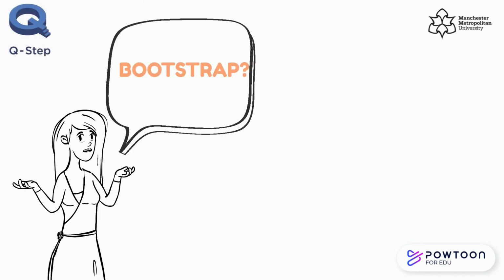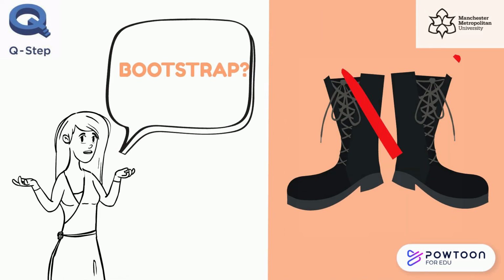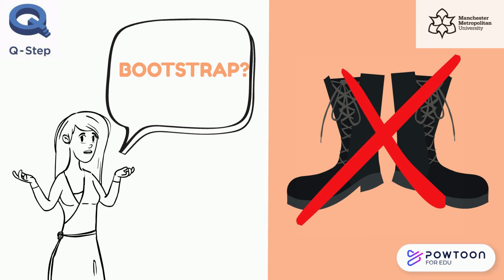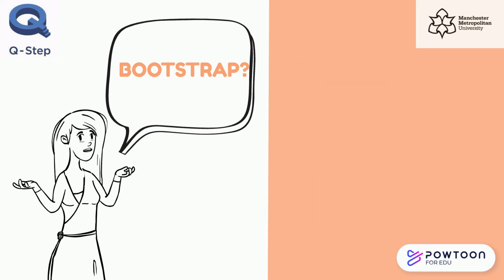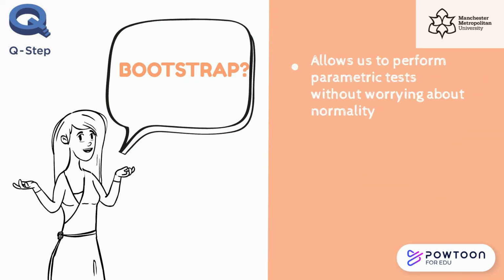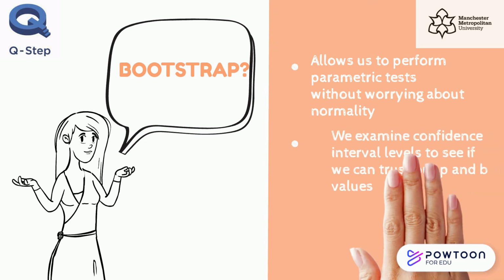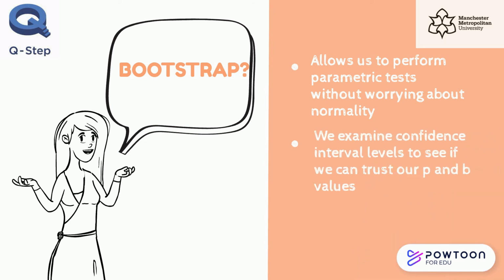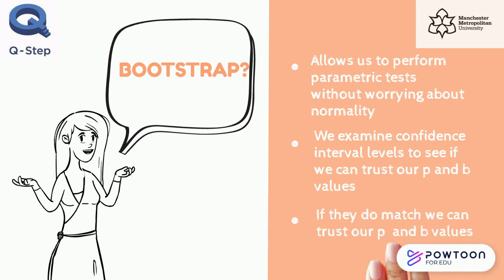Let's talk bootstrapping. Unfortunately, this concept does not have anything to do with boots, however it's still as useful as a pair of boots within multivariate analysis. Bootstrapping allows for us to perform parametric tests without having to worry about normality. And we do this by examining confidence interval levels to see if they match. For example, the values are either both positive or negative. If they do match, then this means that we can trust our P and B values in regression analyses. So let's take a look at an example.